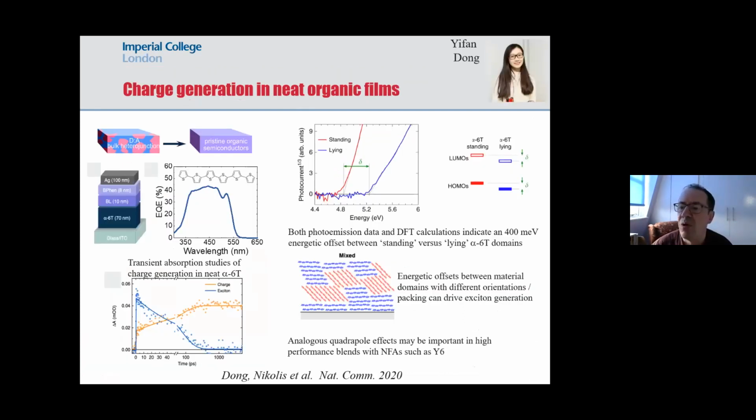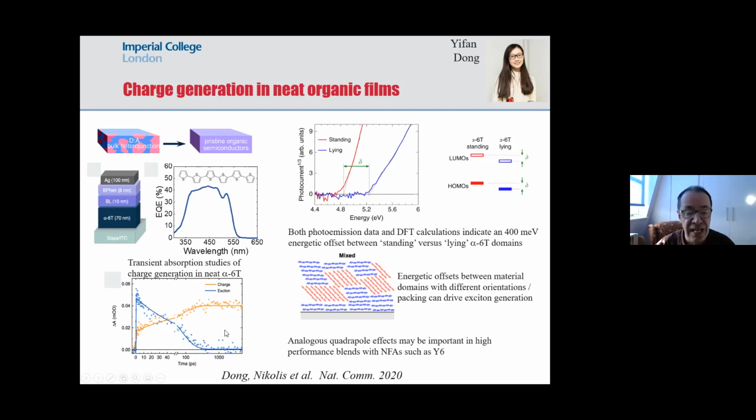Maybe more wackily, and I'm not quite sure how useful this is going to be, but we're increasingly finding that you actually don't need a bulk heterojunction to separate charge in organic films. This is an example of work we did with the University of Dresden recently, looking at charge generation in alpha-6T films. And in this case, we found that alpha-6T as an evaporated small molecule film was able to generate charge with no contact layers and no acceptor.